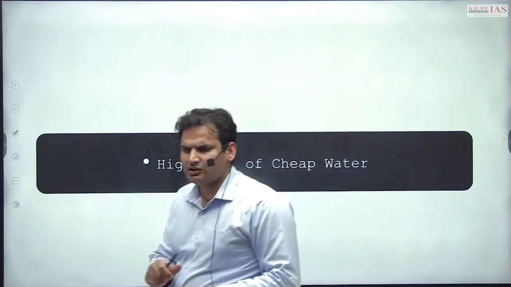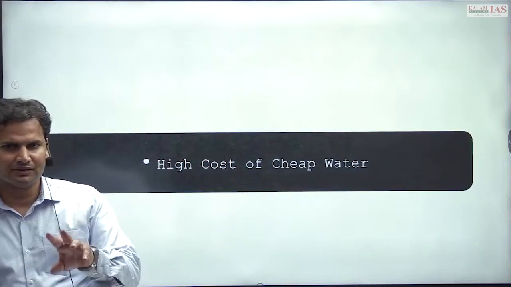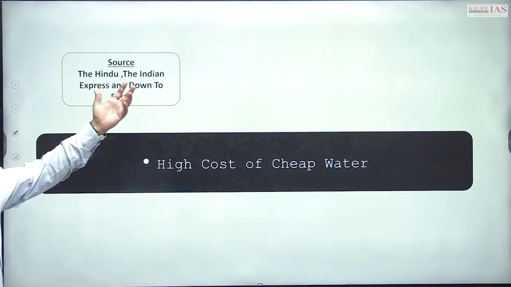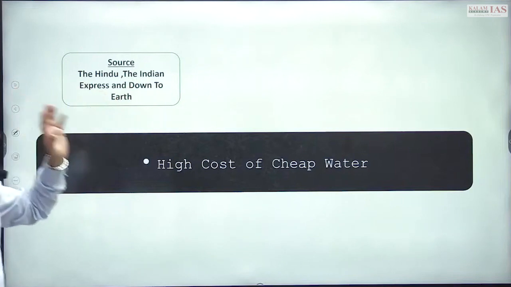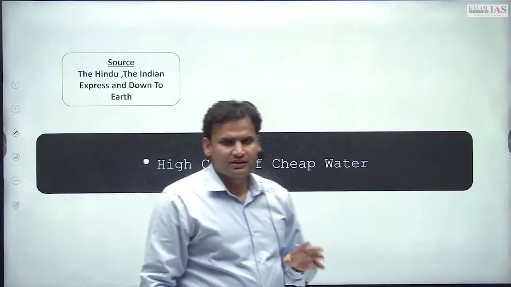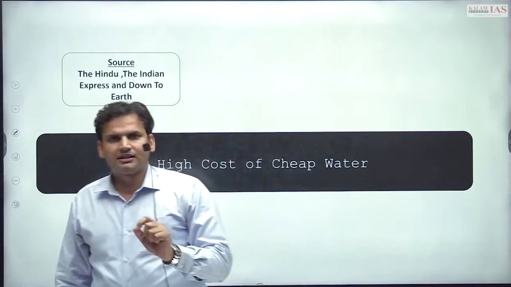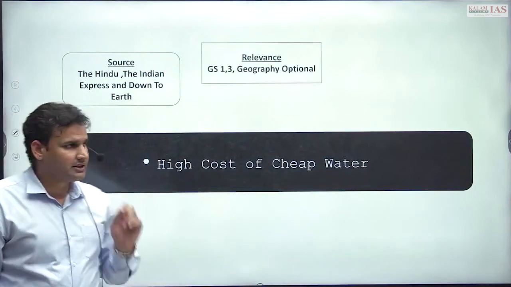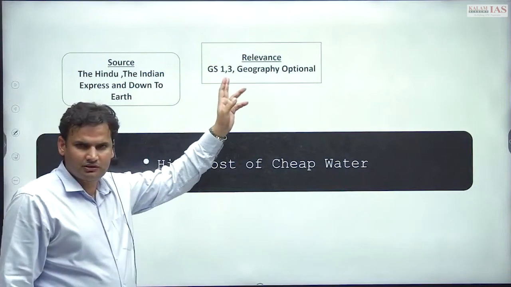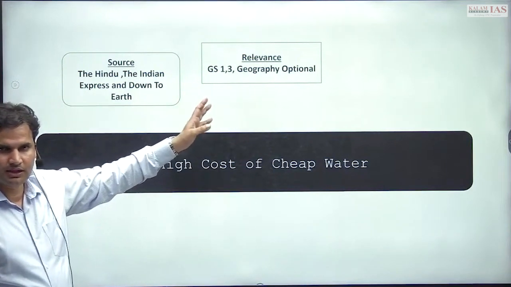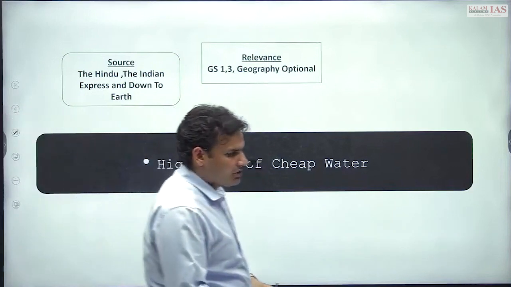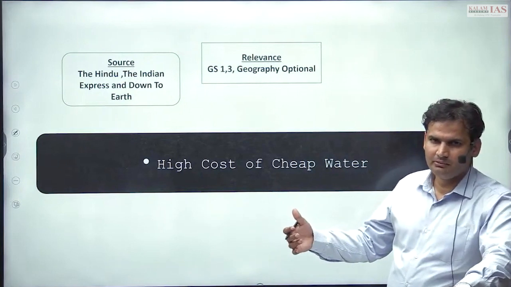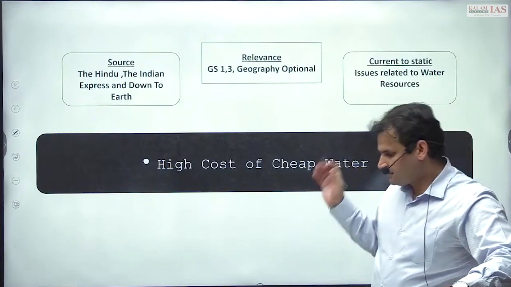Now, what is this high cost of cheap water all about? This we will see in a while, right? And what is the source of this particular news? So source is The Hindu, Indian Express, Down to Earth, etc. And what is the relevance of this? So definitely this topic is very much relevant, be it GS paper 1, in which we have geography, GS paper 3, environment, ecology, disaster management, or be it geography optional. This is a very important topic, right?